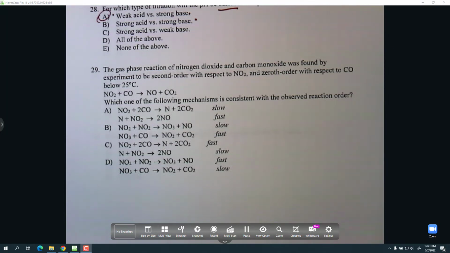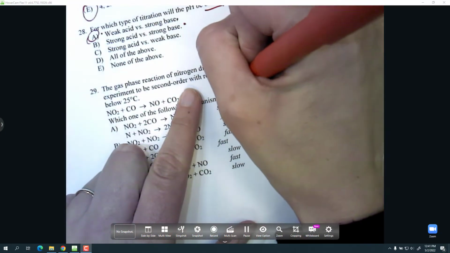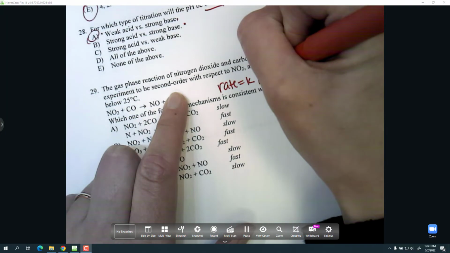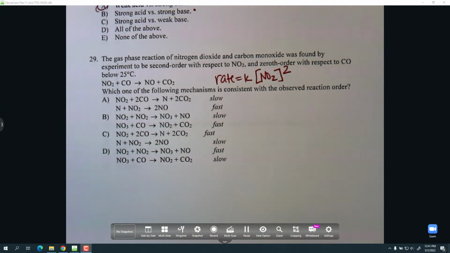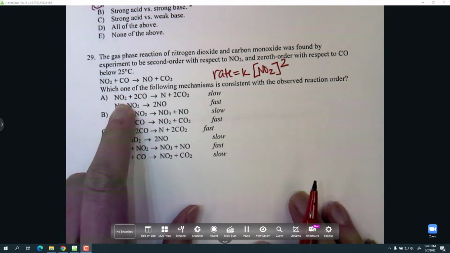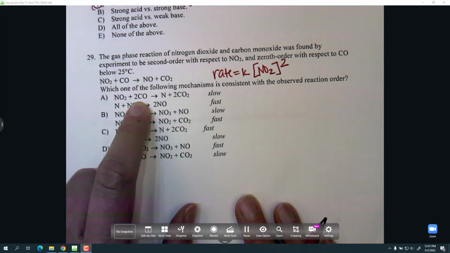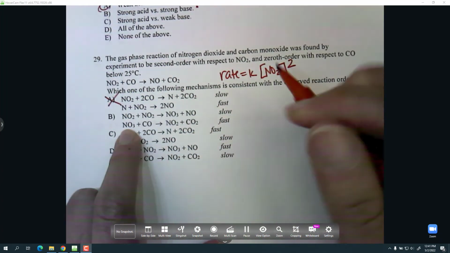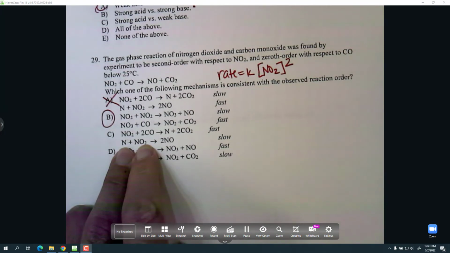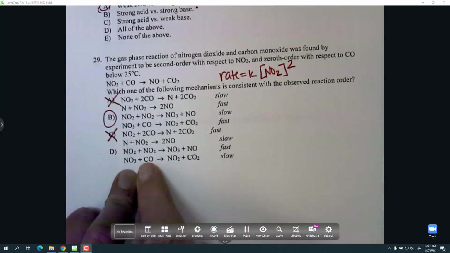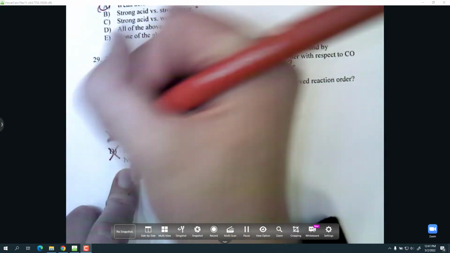Which of the following mechanisms is consistent with the observed reaction order? Okay, what it says about the reaction order is second order with respect to NO2 and 0th order with respect to CO. So NO2 squared and no CO at all. So in my slow step, that's what I need. I need CO not to be there and NO2 to be there 2 times. Slow step, I see NO2, but I see CO, so that's not it. Slow step, 2 NO2s, that sounds like it. Slow step, N and NO2, not it. Slow step, NO3 and CO, not it.